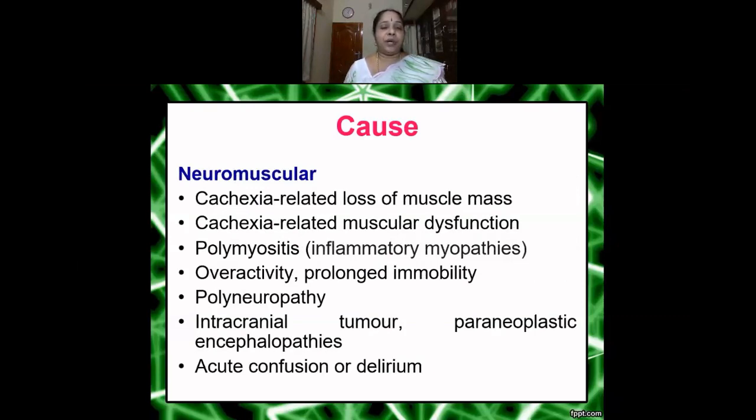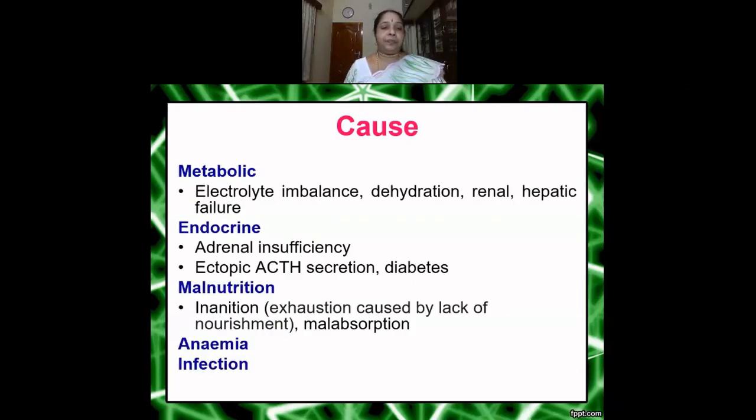It could be neuromuscular: cachexia-related loss of muscle mass, cachexia-related muscular dysfunction, polymyositis, that is inflammatory myopathies. Myopathies are related to the degeneration of the muscles, overactivity, prolonged immobility, polyneuropathy, a degeneration of the nerves, intracranial tumors, paraneoplastic encephalopathies, encephalopathies, degeneration of parts of the brain, acute confusion or delirium.